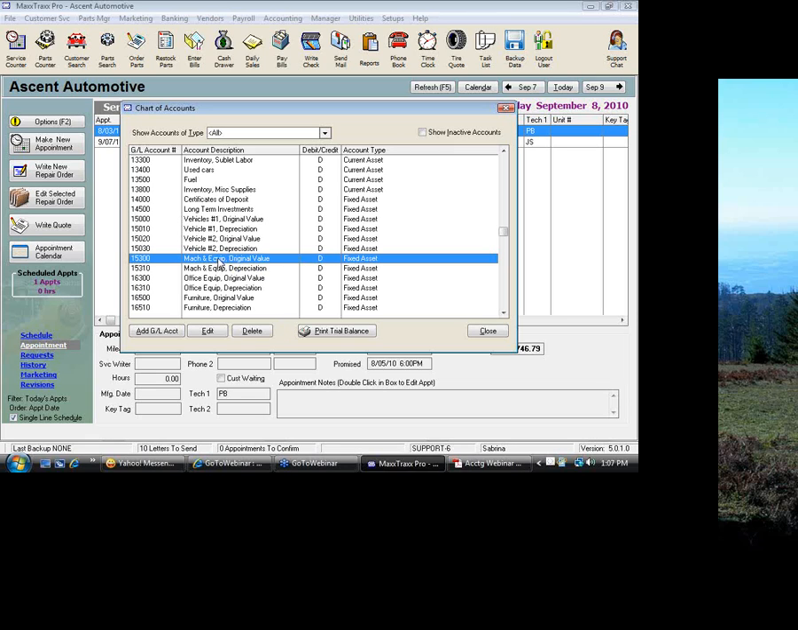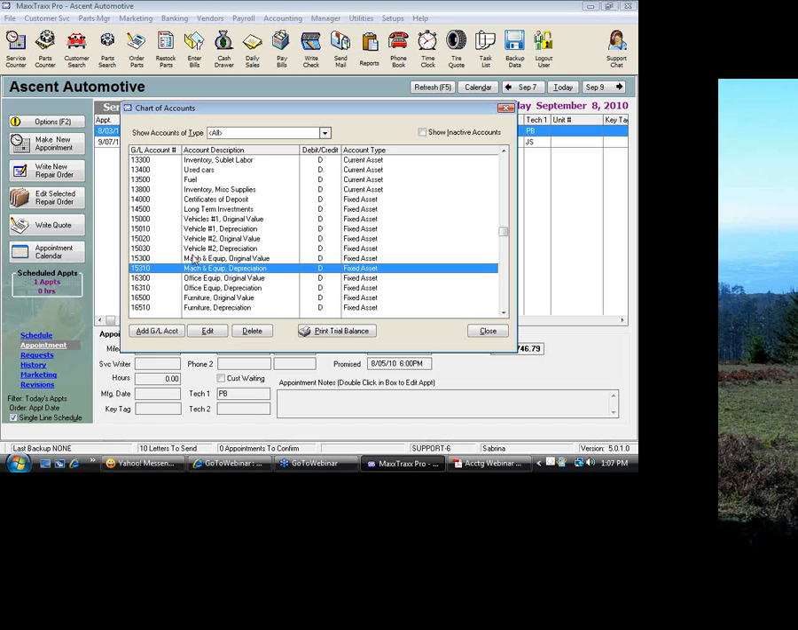Some people group all of their machinery and equipment into this one account. Other people like to break it down. I've seen several entries where, instead of machinery equipment, it'll actually say lifts, original value. It may say alignment machine, original value. It may say analyzer or scope, original value, and then each has a corresponding depreciation account with it. So you have the opportunity to slice and dice this as much as you want.